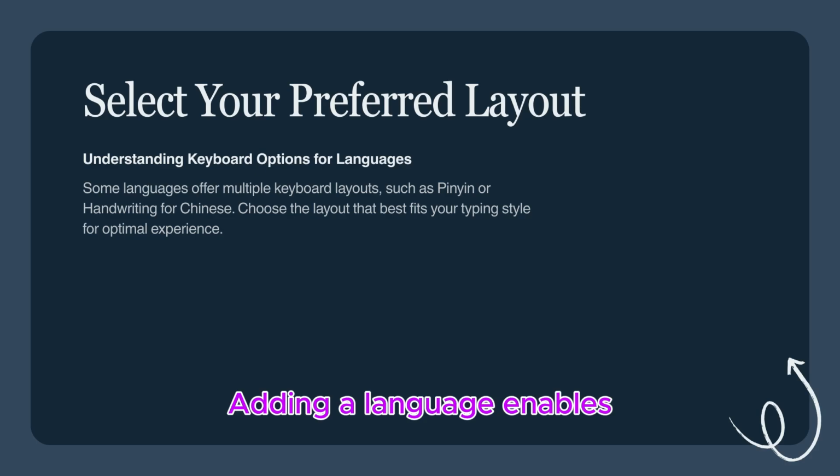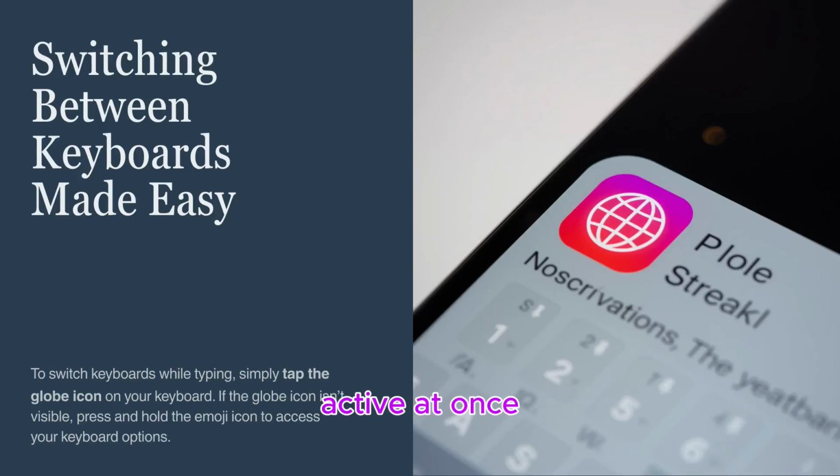Adding a language enables autocorrect and predictions for that language. You can have multiple languages active at once. The keyboard will automatically suggest words based on the language you have selected. This is useful for bilingual typing.